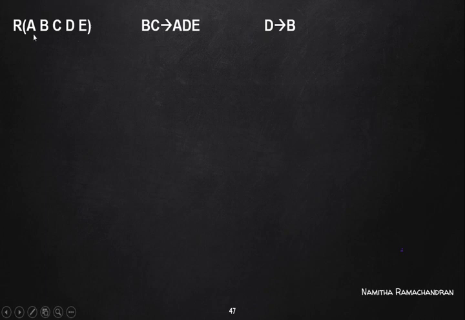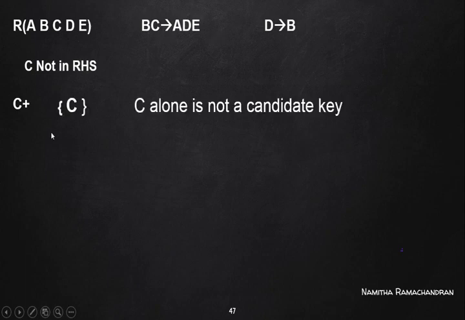The same relation and 2 functional dependencies. Identify any one attribute which is not present in the RHS: A, D, E, B. Here C is not present. So all possible candidate keys must contain the attribute C. So C is not in RHS. So start with the minimal set, C closure. C alone cannot derive anything. So C alone is not a candidate key.